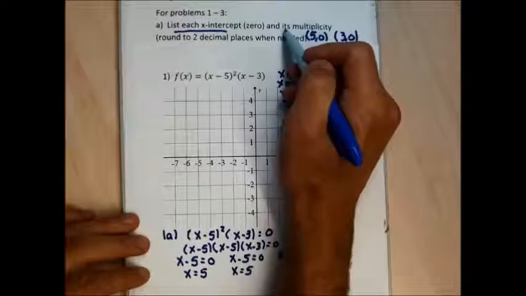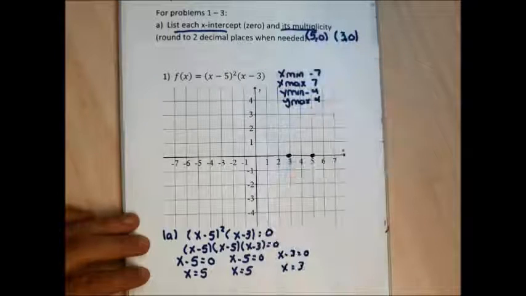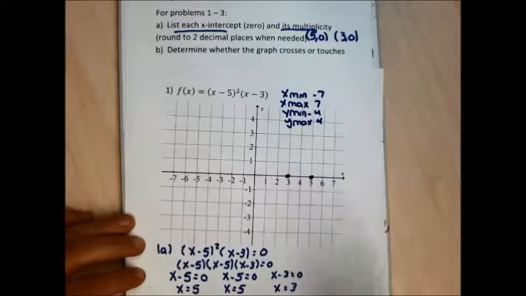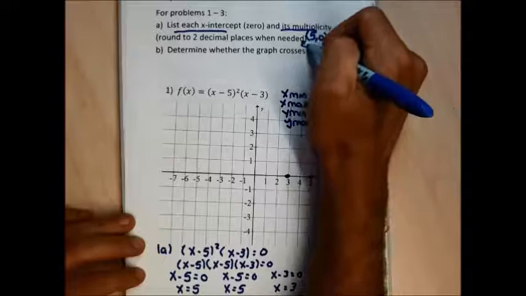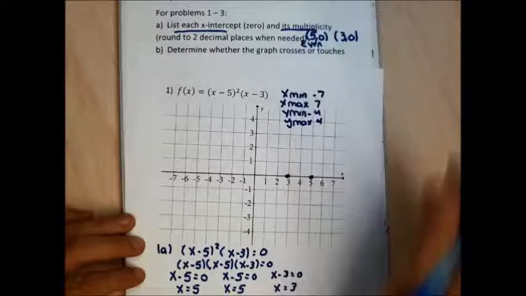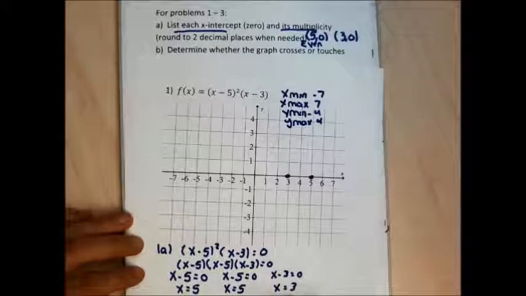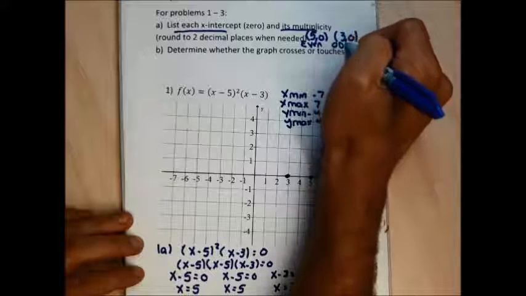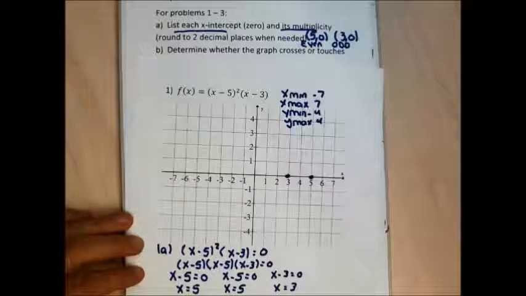The other part of A that I haven't got to yet is the multiplicity. And the multiplicity is either the word even or odd, because there were 2 factors that gave the x-intercept of 5 and 2 is an even number. For the multiplicity under the 5, I'm going to write even. There was only 1 factor that gave the x-intercept of 3, and 1 is an odd number, so I'm going to say the multiplicity is odd.